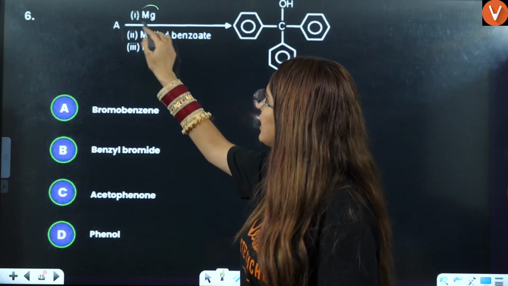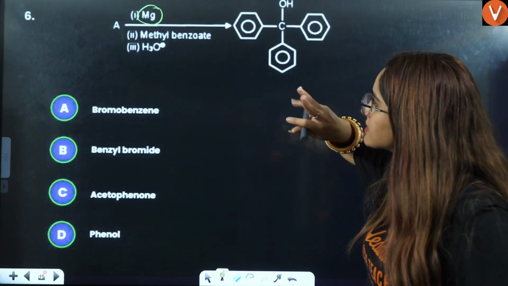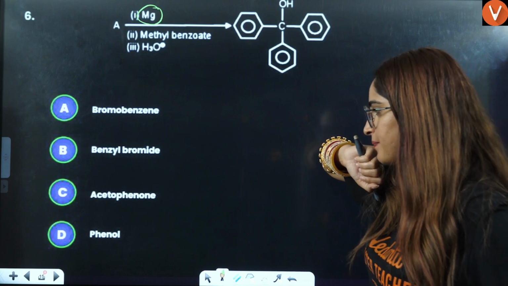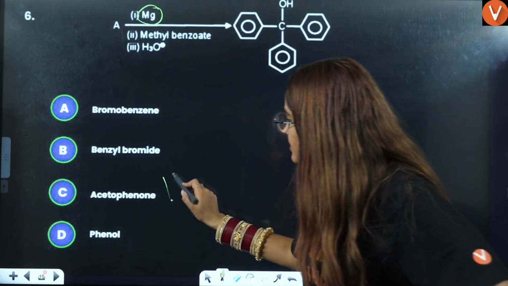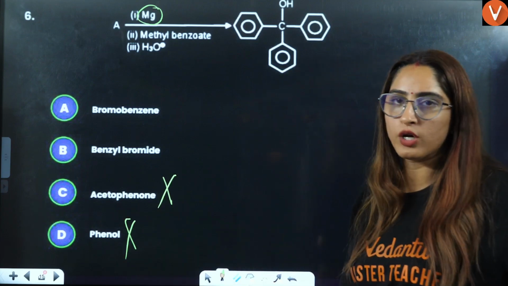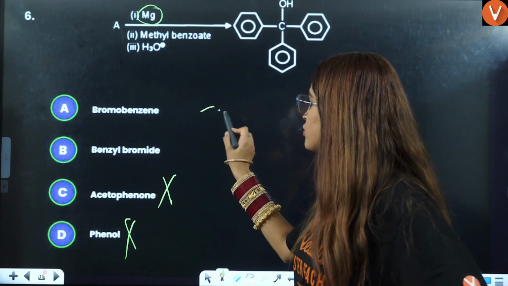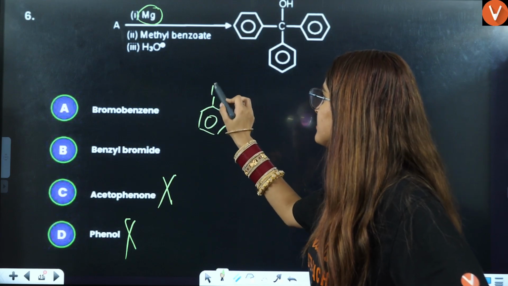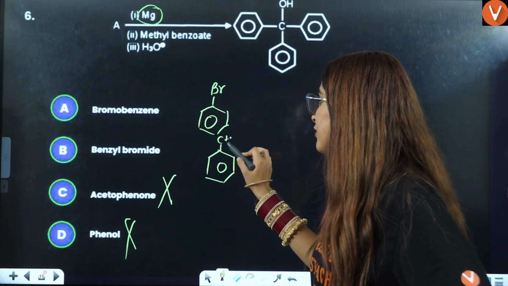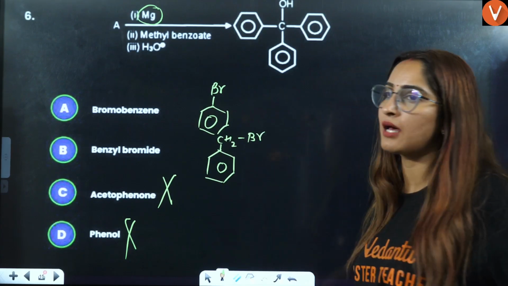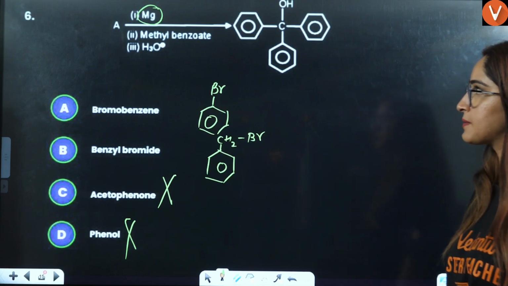By this Mg, I can clearly see that there is some Grignard reagent formation here, right? So that means I need to have a halide here. So this and this are automatically ruled out, right? So I need to have which thing? Either bromobenzene, which looks like this, or I can have benzyl bromide. Beta, even if you don't know the answer, even then you can answer this.